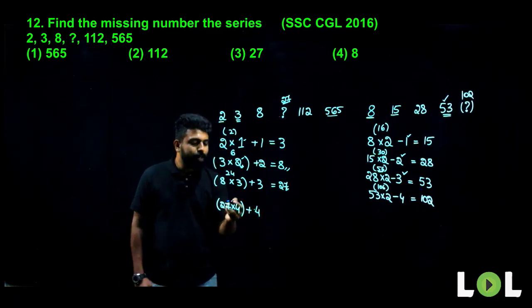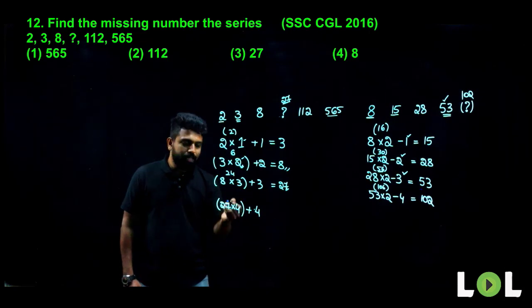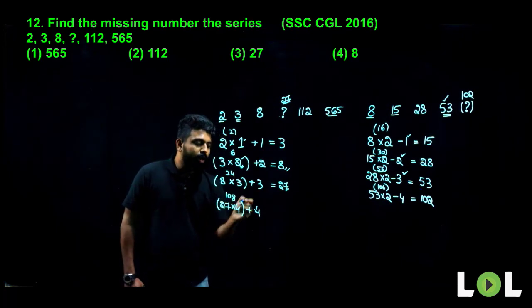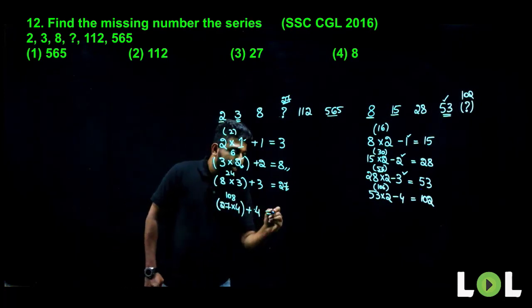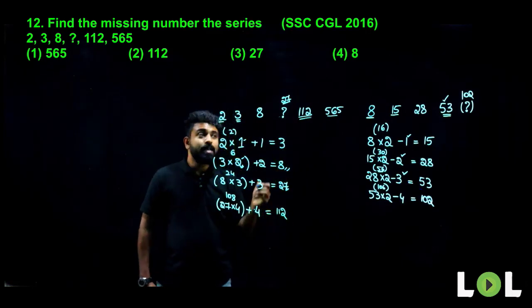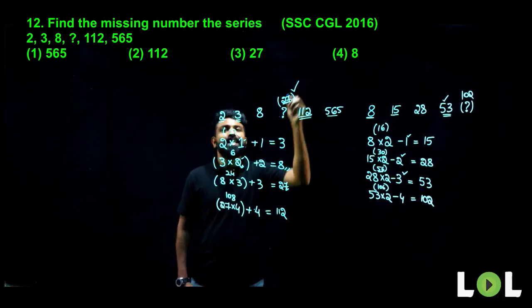So if I multiply 27 and 4, what do I get? 20 into 4 gives me 80. 7 into 4 gives me 28. 80 plus 28 gives me 108 here. So 108 plus 4 is giving me what? It will be giving me 112. So isn't that the same term that I require? Meaning the answer which I have got here, that is 27, is the right answer.